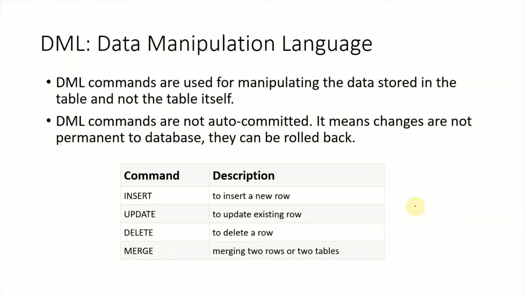So here we have some queries lying under DML. The first one is insert. Insert is used to add a new record or a new row. Update is used to update an existing record. It can be a row in a table. Then we can delete a record in a table by using the delete query. Then the last one is merge. Merge can be used to merge two rows or two tables in a database.